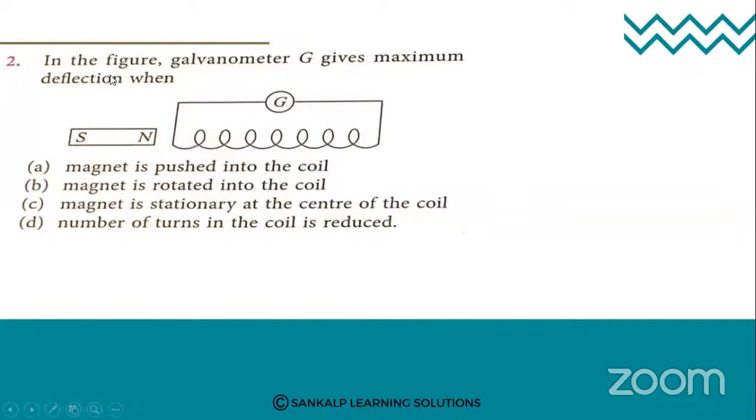Yes, next. In the figure, galvanometer G gives maximum deflection when. So here you are able to see one figure. Here you have a coil, which is connected to the galvanometer. Along the side they are showing you a bar magnet, with the north and south poles shown. Below there are options. The question says, when does the galvanometer give maximum deflection.